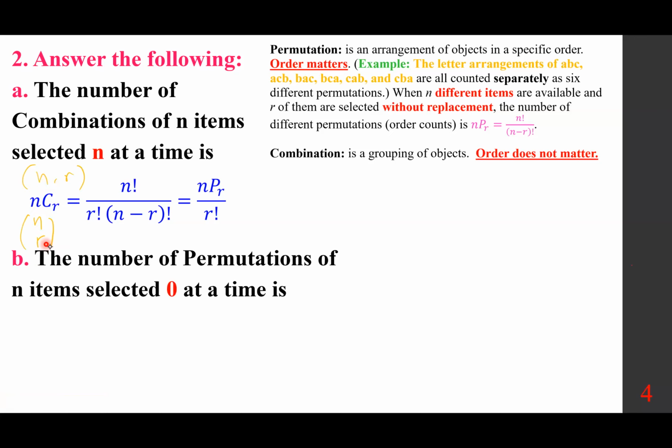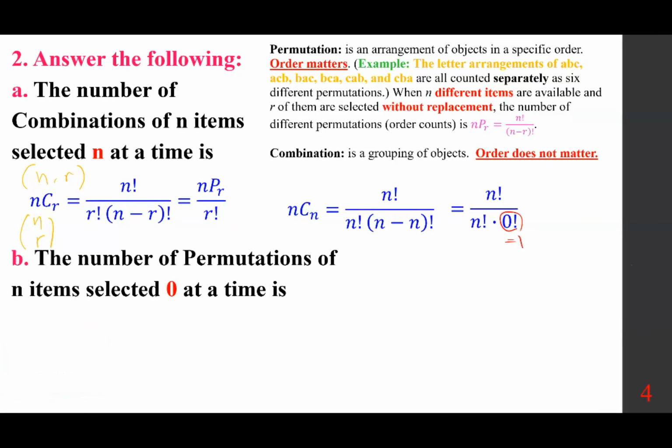So we want to use this where n is n, and we want to choose n, that means even r is n. So in this formula, both of them are n. And what happens is that this becomes 0 factorial, and 0 factorial equals 1. By the definition of a combination, it becomes 1, and sometimes they just say by choice or definition, and the answer is 1.